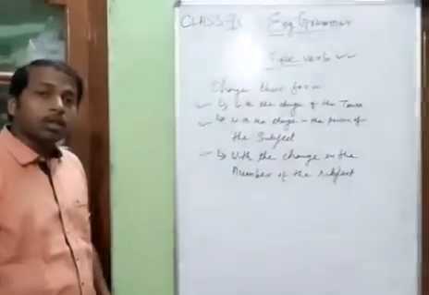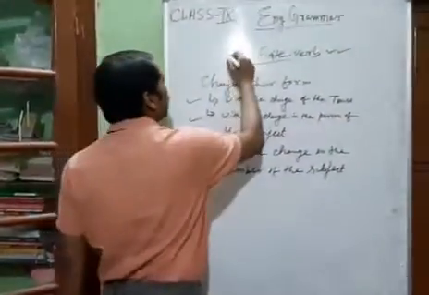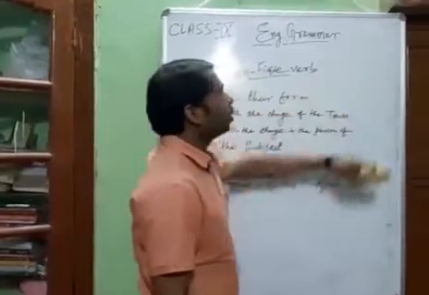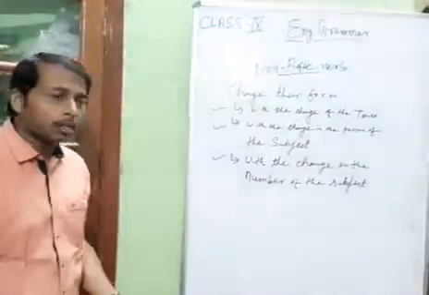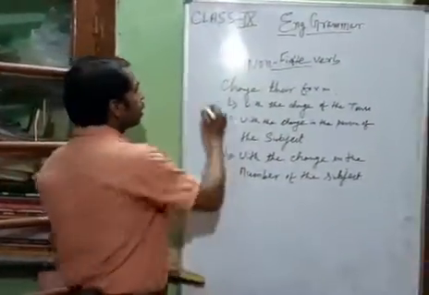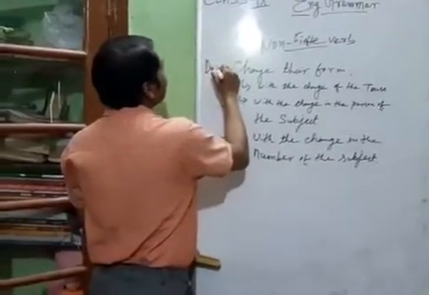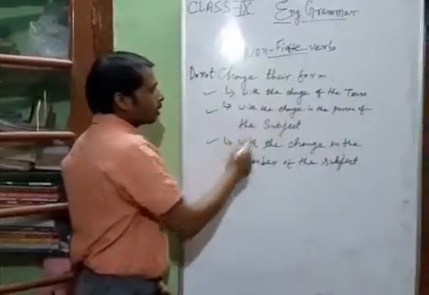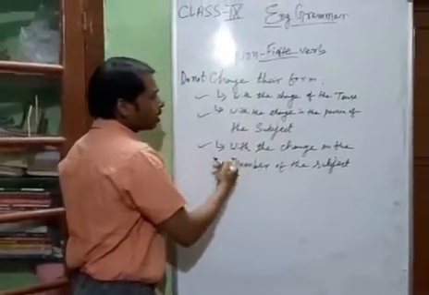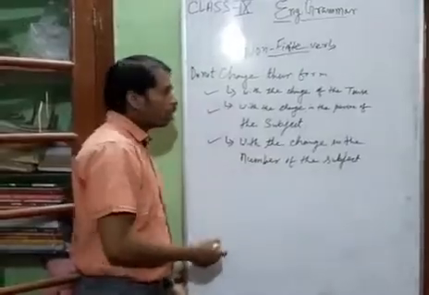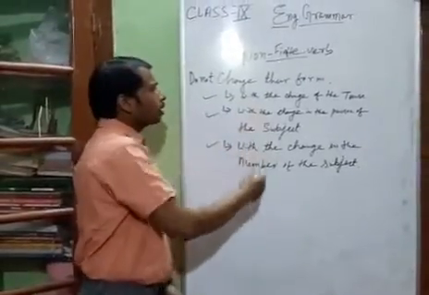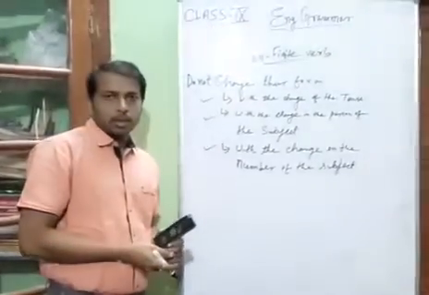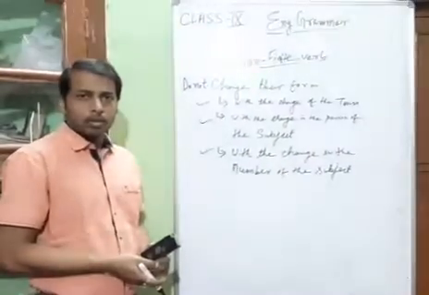Now let's come to non-finite verb. What is a non-finite verb? Non-finite verbs are just the vice versa. That means they do not change their form with the change in the tense, with the change in the person of the subject, or with the change in the number of the subject. Whatever changes, it has no effect on such kind of verb. They are called non-finite verbs.